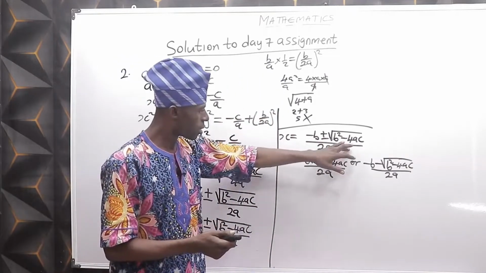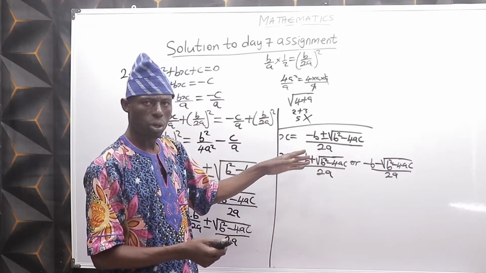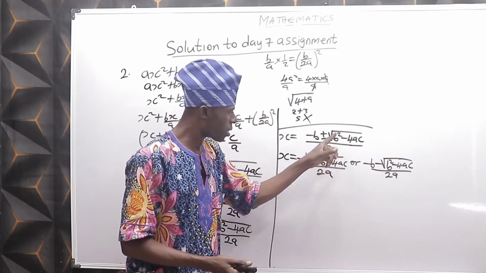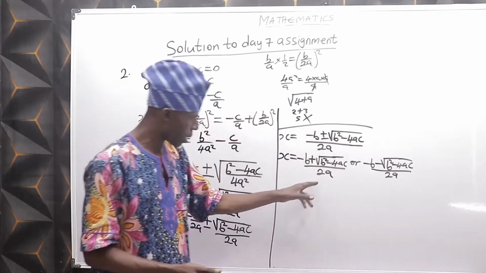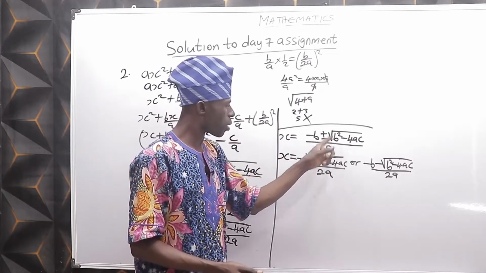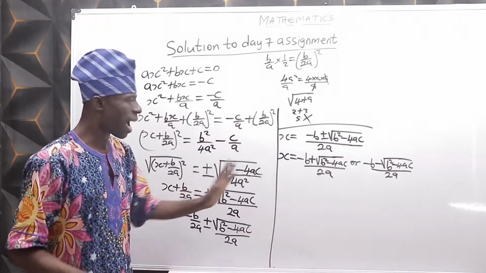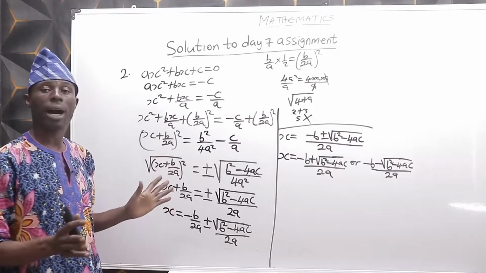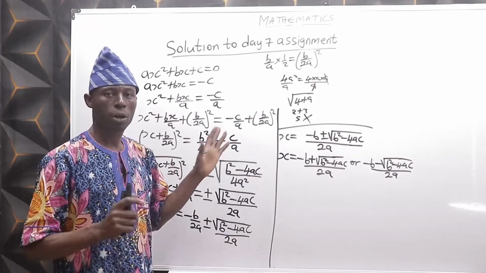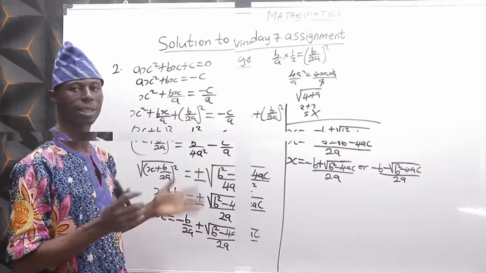X is equal to this, but you treat this double sign in the middle, one after the other. Minus b plus square root of b squared minus 4ac over 2a at a time, or minus b minus square root of b squared minus 4ac over 2a. And these are the roots of the equation. That is how far we can go. So far we are dealing with pure algebra. There is no figure there. And that is the answer.